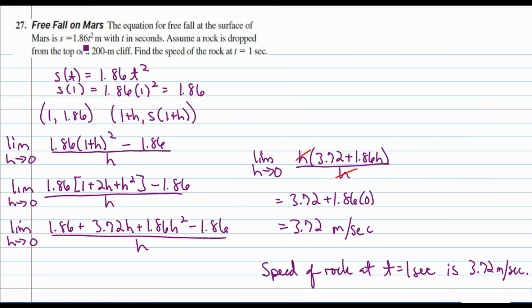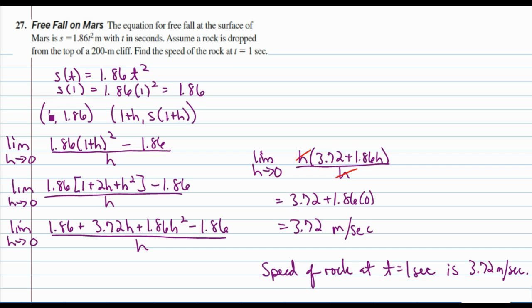Now try problem number 27 says the equation for free fall at the surface of Mars is s equals 1.86 t squared meters with t in seconds. Assume a rock is dropped from the top of a 20-meter cliff. So again, its initial velocity is going to be 0. Initial position, we're calling the top of the cliff position 0. Find the speed of the rock at t equals 1.